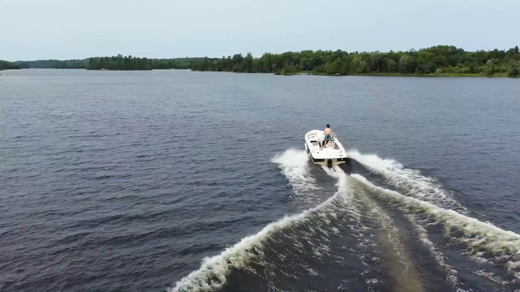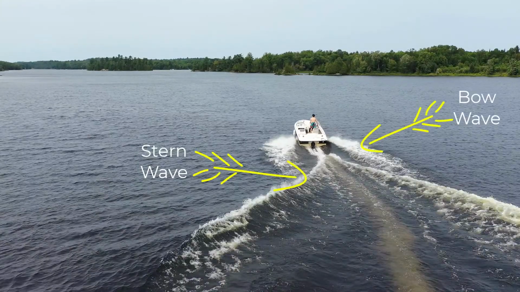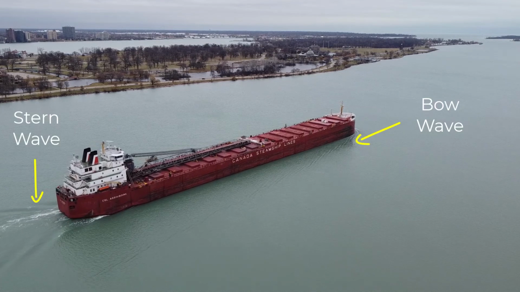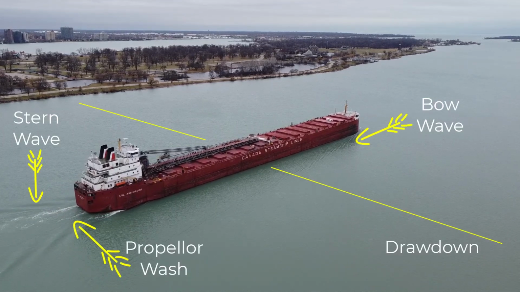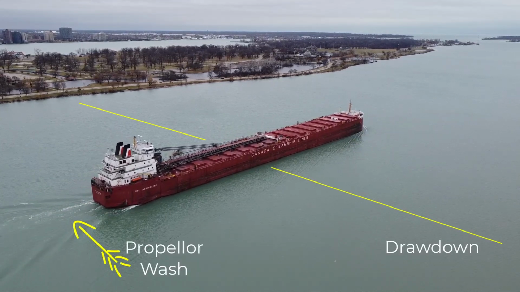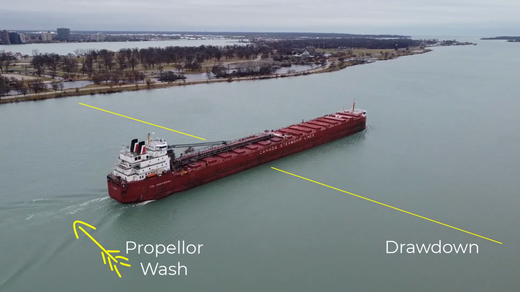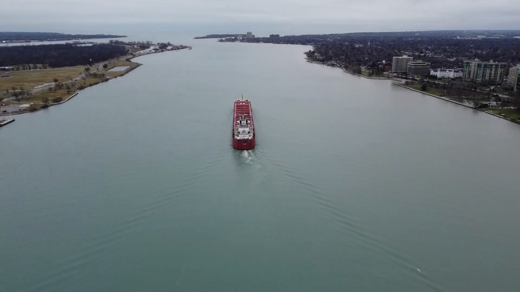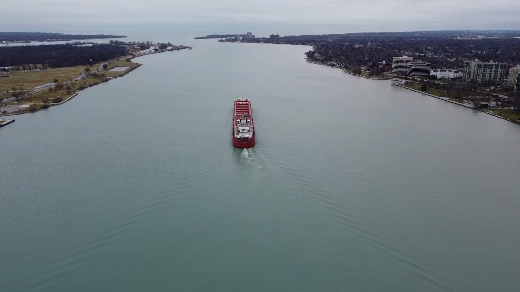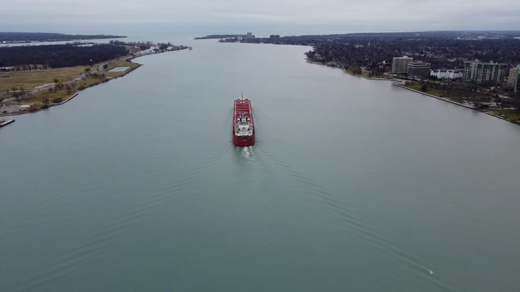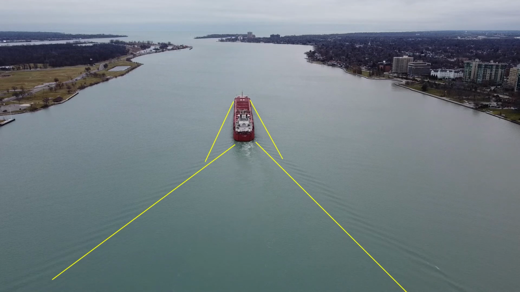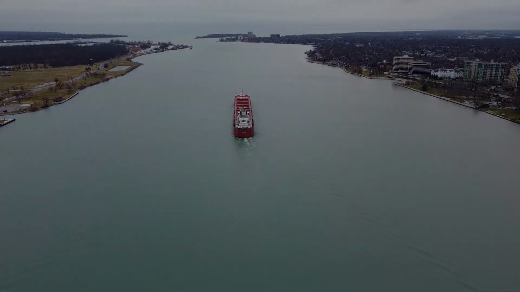The wakes generated by a vessel include bow and stern waves, and for very large cargo ships, it can include a drawdown of the water surface, drawdown currents, and propeller wash. When a ship moves through the water, the resistance of the hull creates a disturbance. The primary waves include the bow wave in the front and the stern wave at the end of the vessel.